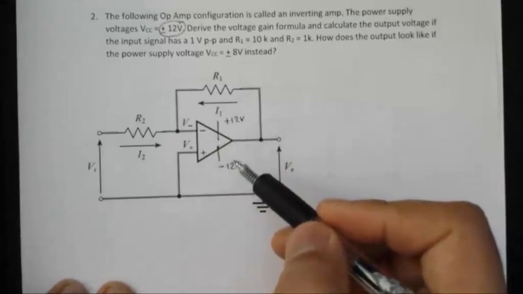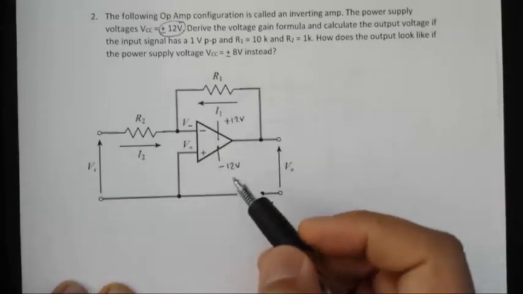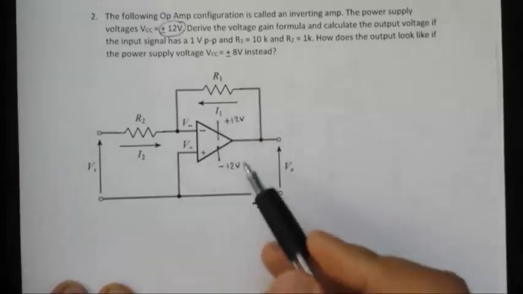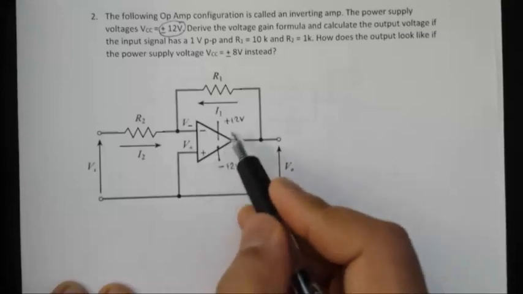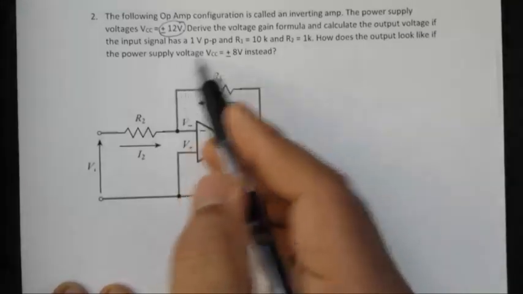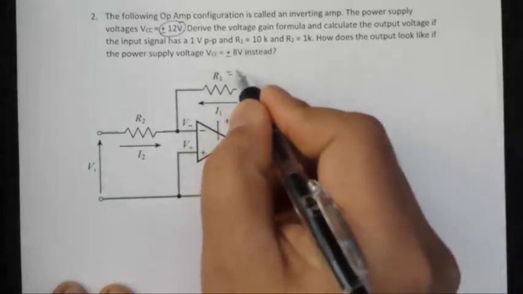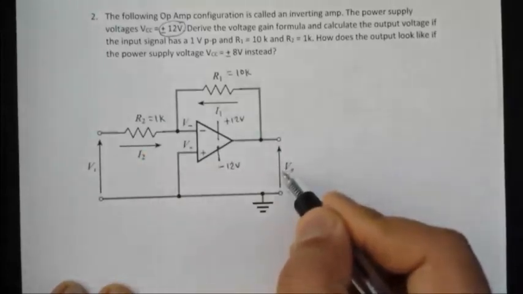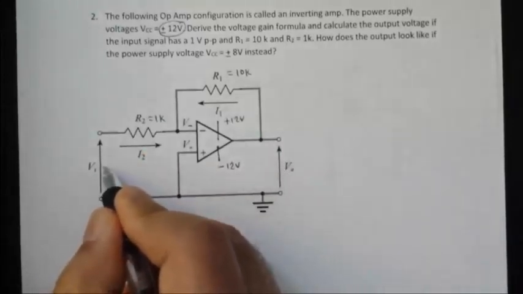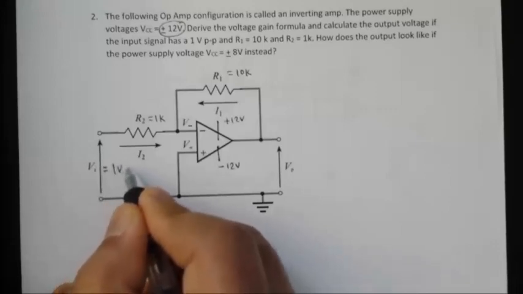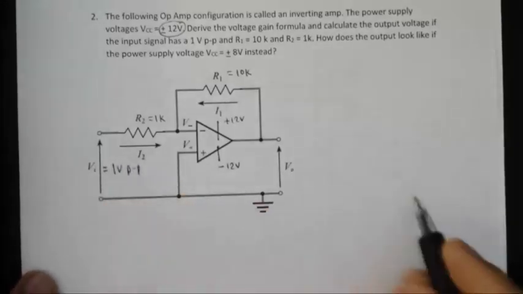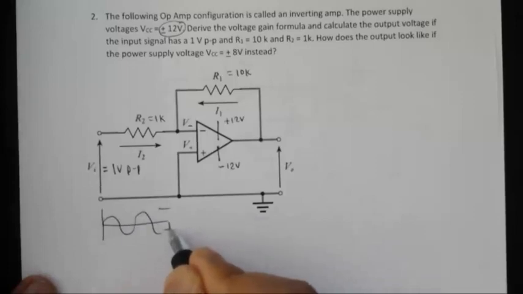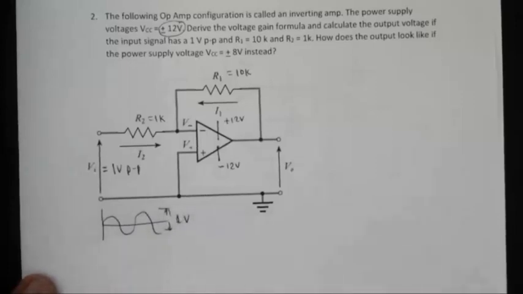Because to operate an op-amp, you need the power supply, both positive and negative polarity voltages with respect to ground. So if you're applying plus and minus 12 volts to the op-amp, and resistance values are given, this is 10 kilo ohm, this is 1 kilo ohm, what would be the output voltage? You apply input voltage as 1 volt peak to peak. So your input is 1 volt peak to peak.